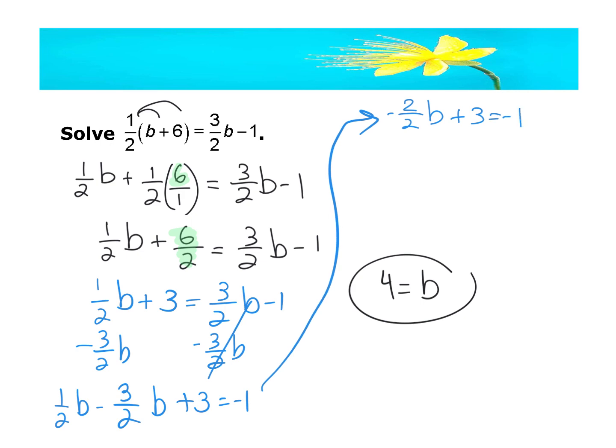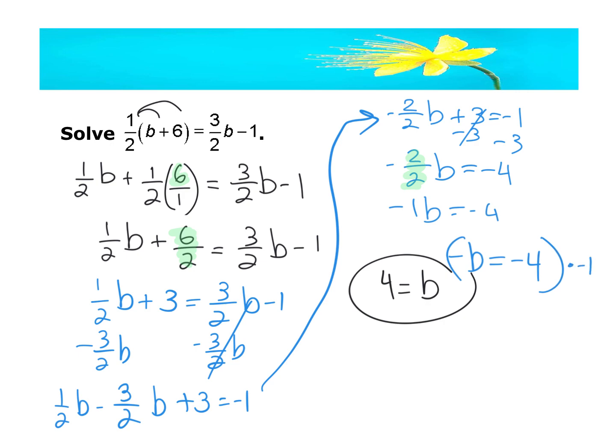So now I'm going to subtract this 3 on both sides, and I'm going to get negative 2 over 2b is equal to negative 4. Again, this 2 over 2 simplifies to negative 1b is equal to negative 4. I can rewrite it as negative b equals negative 4. Now, we're almost there. Remember, the variable, in this case the letter b, always wants to be positive. So I'm going to multiply the whole thing times negative 1. When I do that, I get that b is equal to positive 4. And we have the same answer.